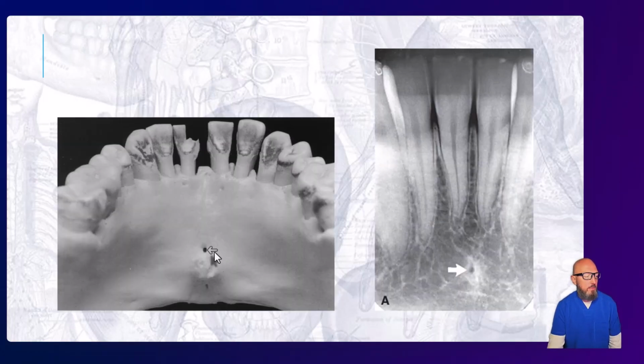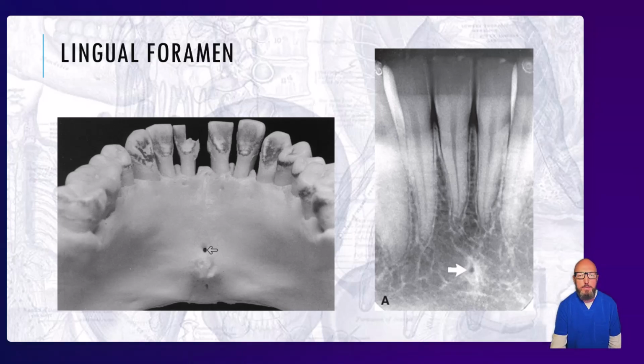And then sometimes in or around those genial tubercles, you see the small radiolucent dot. And that has a really simple name, just the lingual foramen. Usually it's right in the center of the genial tubercles, but there's a lot of variation. You may see multiple lingual foramina. So just know what it's called, know that there is variation to it.